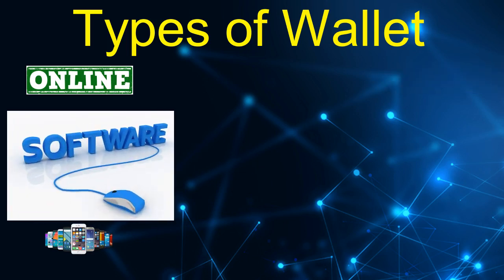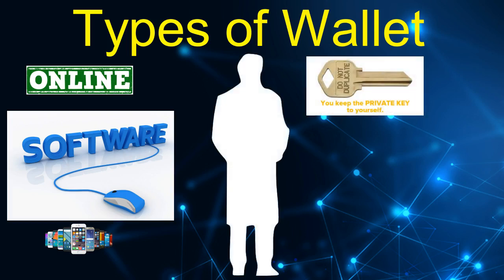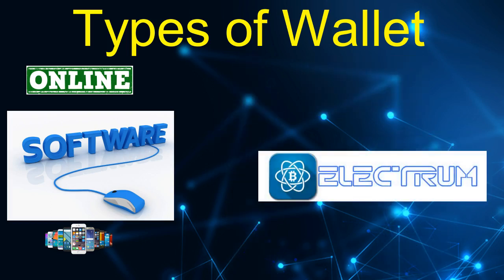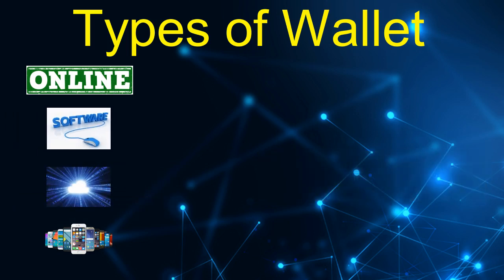Software, essentially installing a piece of software on your PC, enables you to be in control of your private keys. However, having them on a machine that is connected to the internet and/or a laptop you travel with comes with certain risks, hacking and theft for example, not to mention you would have to back up in case of hardware failure. The Electrum wallet would be an example of this.